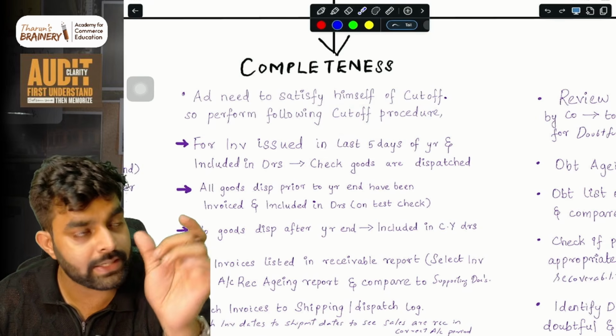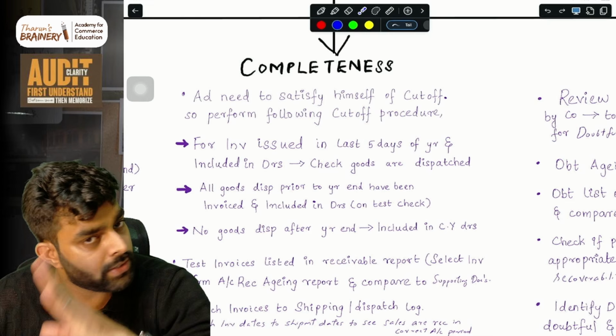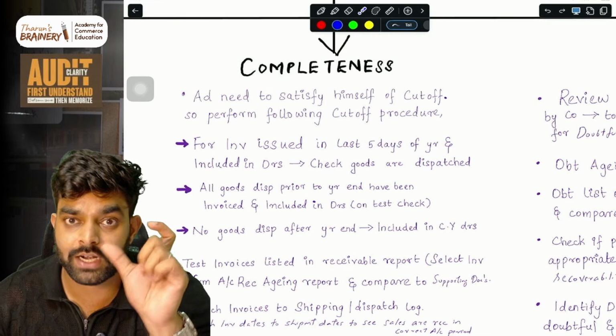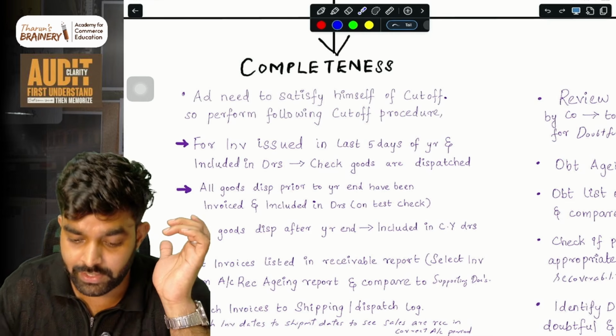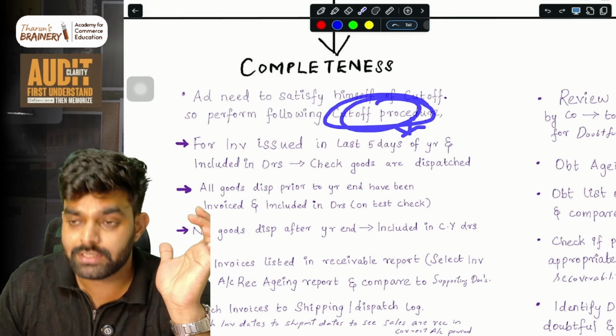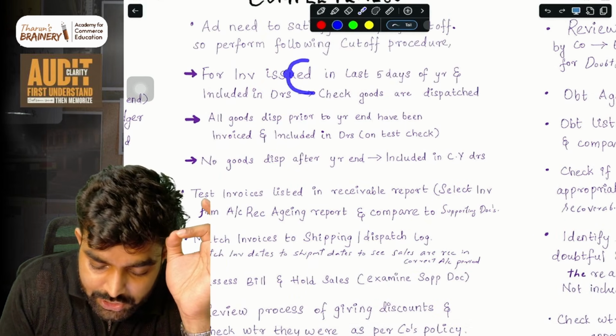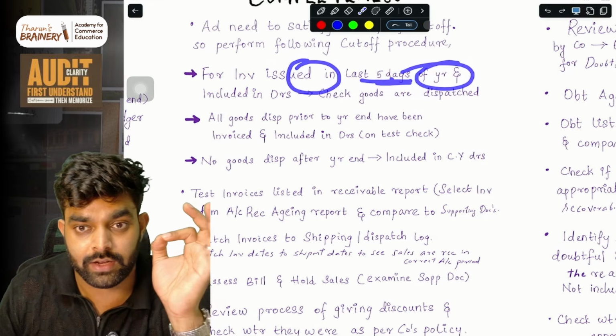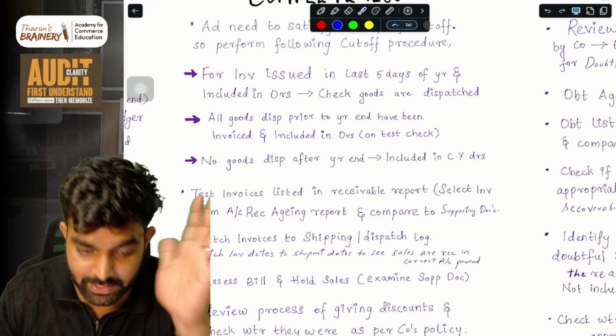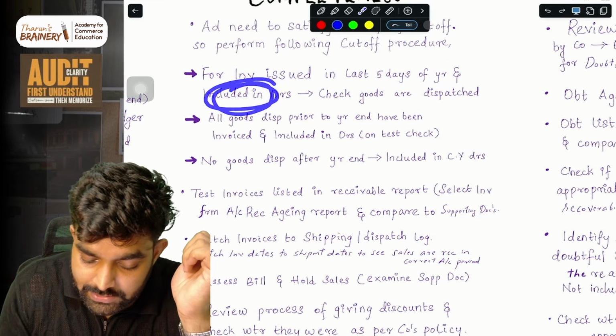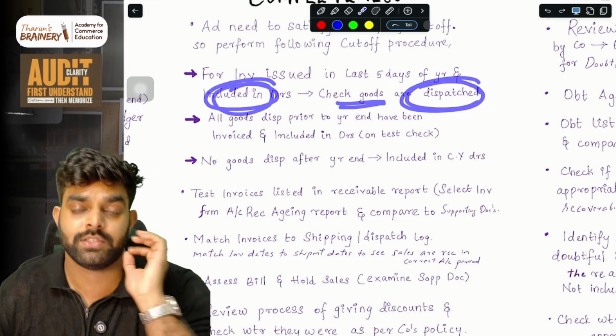That is, all the debtors from April 1st to 31st March have been entered. That is cutoff procedure. All the debtors in that period should be entered. So for that, he needs to perform some cutoff procedure. That is this procedure. For all the invoices issued in the last 5 days of the year, that is 26th March onwards, included in debtors, check whether the goods are actually dispatched.